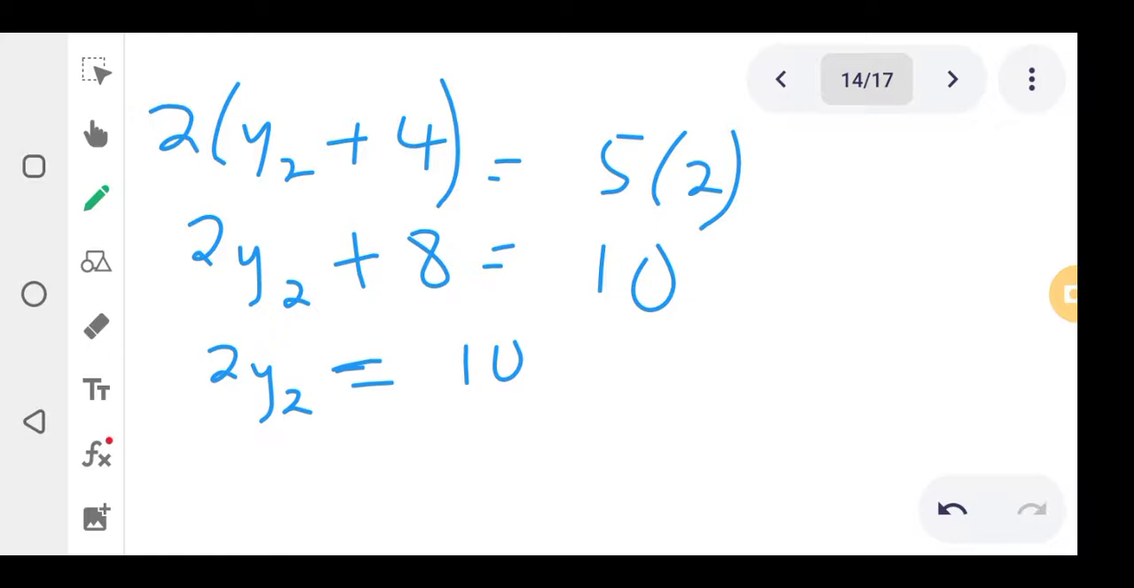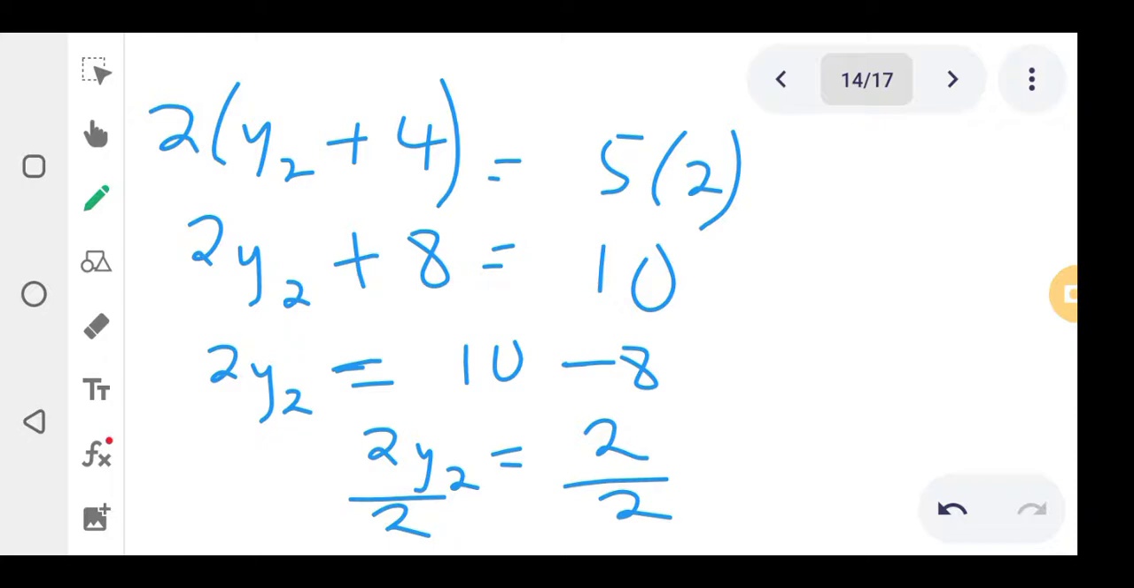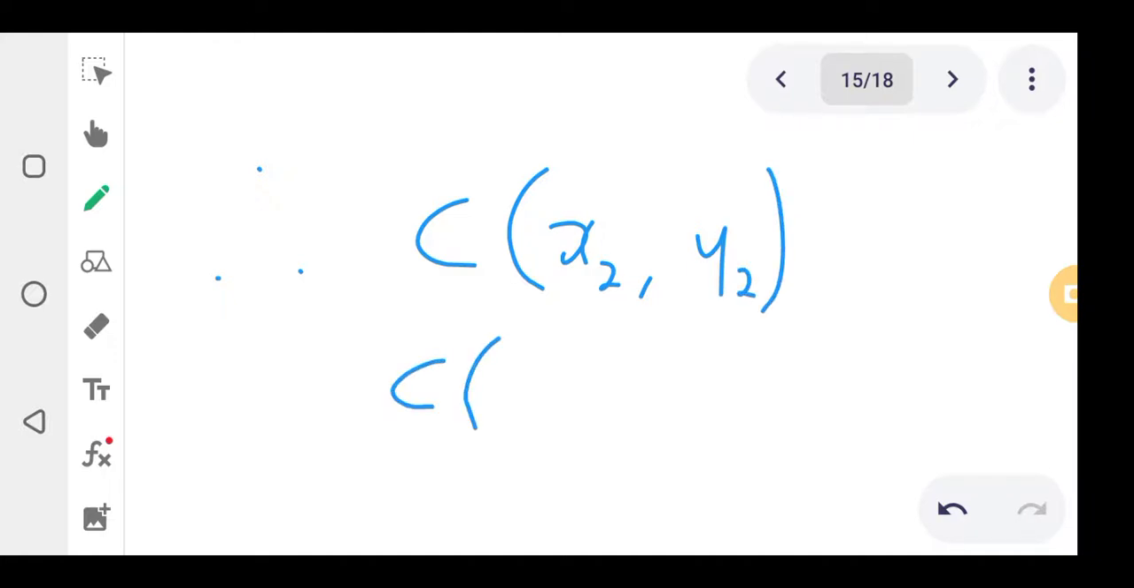This 8 goes to this side and becomes minus. So 2y2 is equal to 2. You divide by 2. So y2 is equal to 1. So therefore the coordinates of C, it's x2, comma y2. So x2 is what? x2 is, we found, 2, comma y2 is 1.